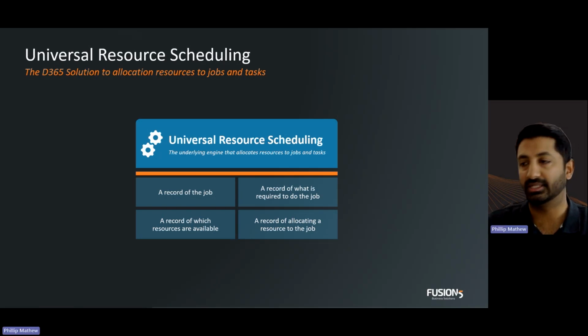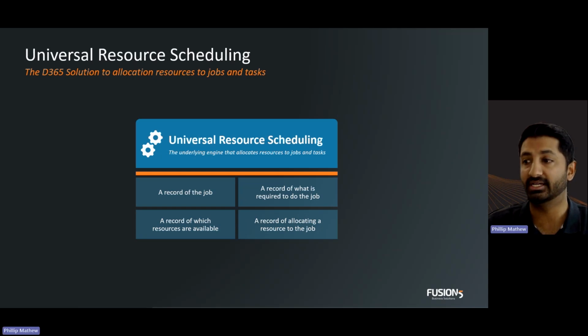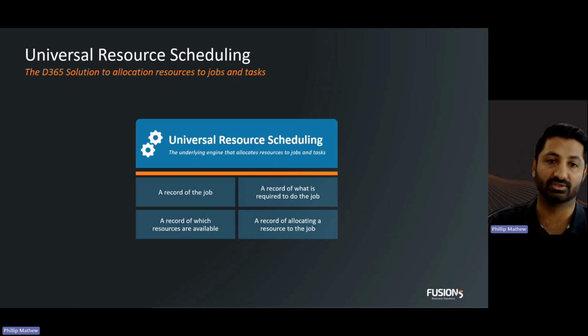So like I was saying, to really understand URS, and very simply put, it is the engine that handles the allocation of work to resources. And so it does this through key 4 data points: a record of the job, a record of what is required to do the job, a record of what resources are available, and a record of allocating a resource to the job. So who's actually going to do it?